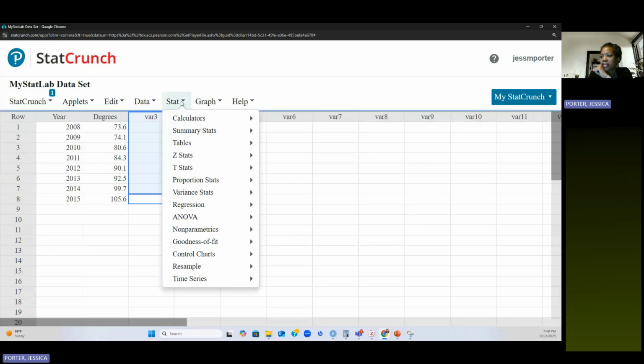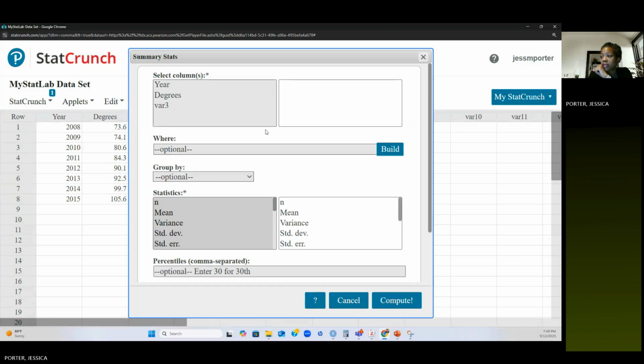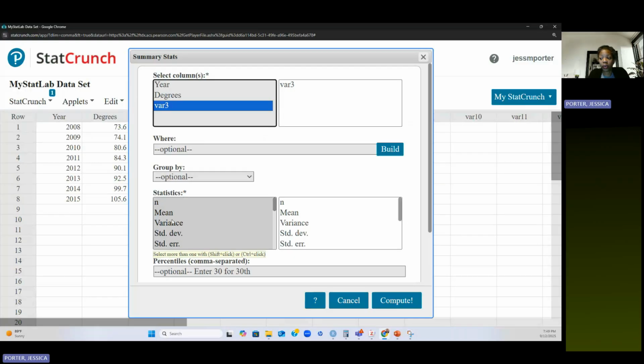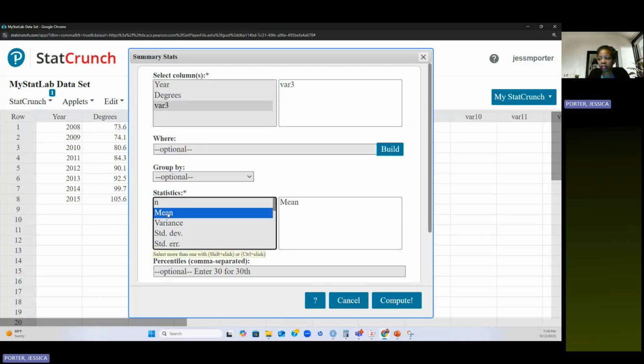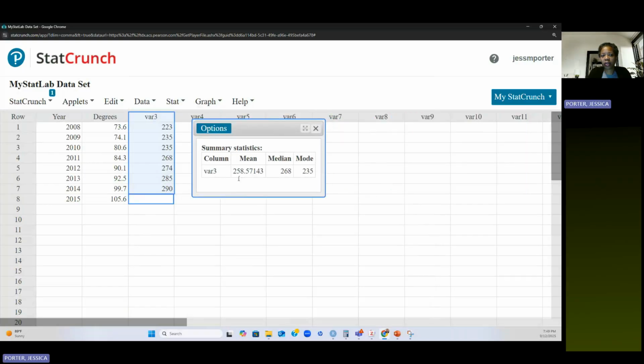So you'll do stat, summary stats, columns. And I'm in var 3. And what I want is the mean, the median, and the mode. So I'm just going to select the mean, the median, and scroll down to the mode. You can do that on a PC by holding down the control key and selecting each one of those. Then I'll click on compute. And notice it gives us the same numbers that we got in the PowerPoint: 258.6, and then 268 was the median, and the mode is 235.